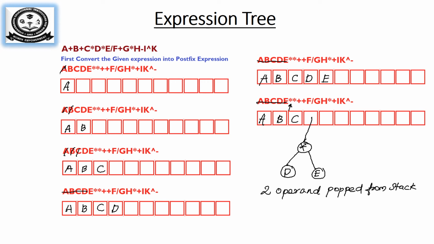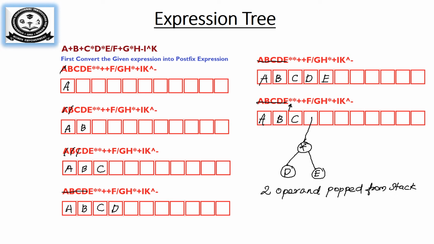First thing we have to do is convert the infix expression into a postfix expression. The postfix expression is given in red color: A, B, C, D, E, star, star, plus, plus, F, slash, G, H, star, plus, I, K, caps, minus. Now we will start creating the expression tree.